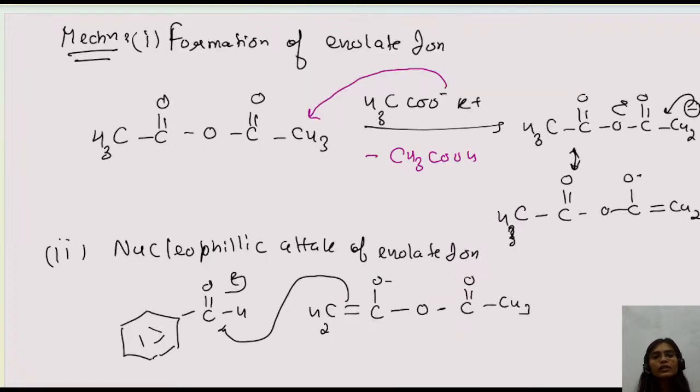That's it. So this is all for the Perkin reaction. If any point is not clear, let me know. Okay, so let's discuss the third reaction there.